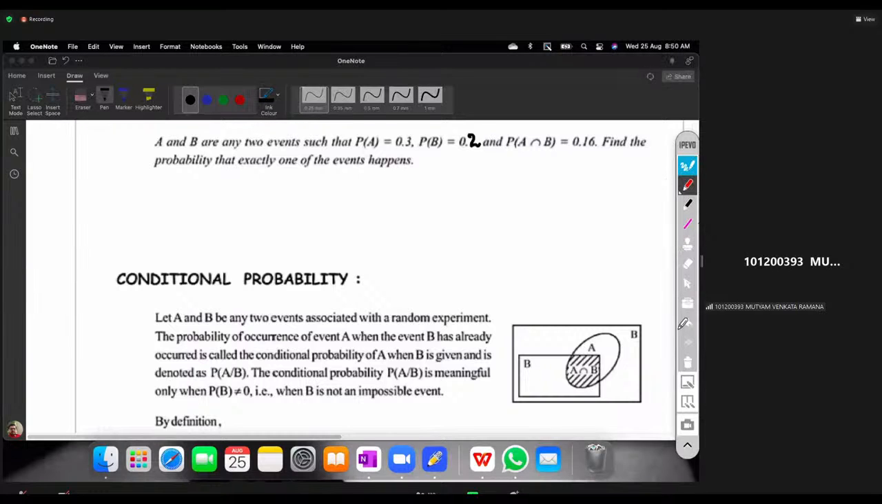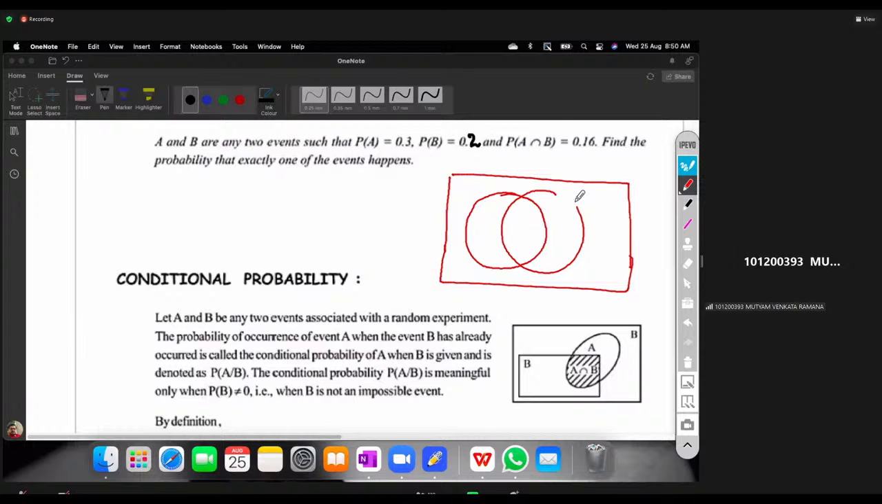So now we can do this one. So what will happen here? A, B. So common part is 0.16, 0.14, and this is 0.04. So probability exactly 1, either this one or this one. So the answer will be 0.18. So exactly one event means probability of A union B minus probability of A intersection B.